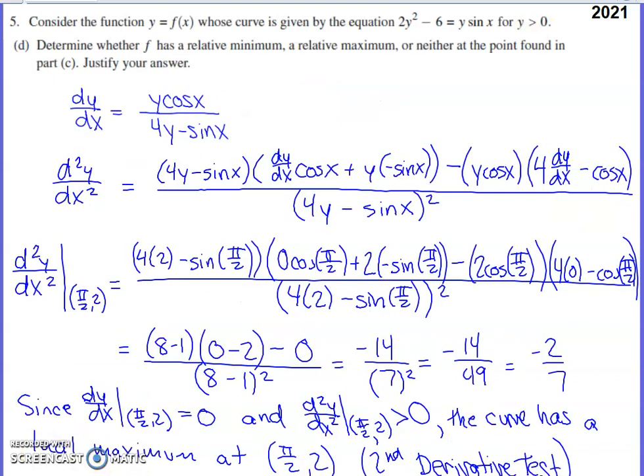Final part of this says determine whether f has a maximum, a minimum, or neither at the point found in C. Justify your answer. Now, normally what we like to do when we're looking to identify or classify a location as a max or a min, we like to go with a sign chart for f prime. The difficulty in that is that this derivative is dependent on both x and y. So we're going to have to think a little more outside the box.